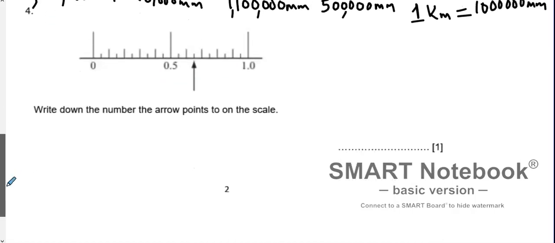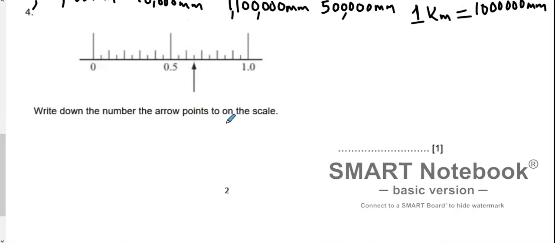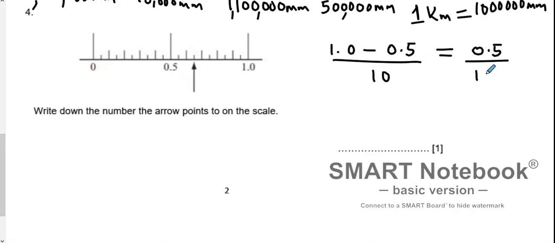Okay, write down the number the arrow points to on the scale. So we have 0.5 here, we have 1.0. So I have to calculate what each division equals. I'm going to take 1.0 minus 0.5. The answer I get, I divide by the number of units there are. How many units are there? So we have 1, 2, 3, 4, 5, 6, 7, 8, 9, 10. So you need to divide by 10. 1 minus 0.5 is 0.5, divided by 10. So each division will be 0.05.